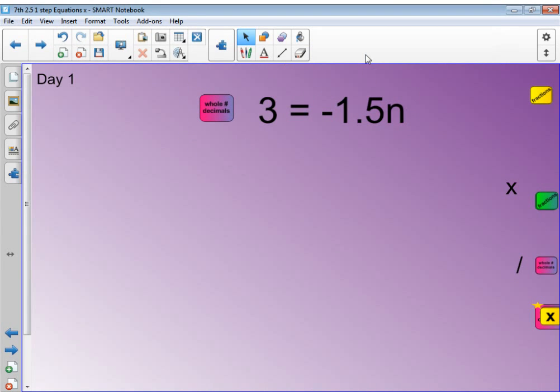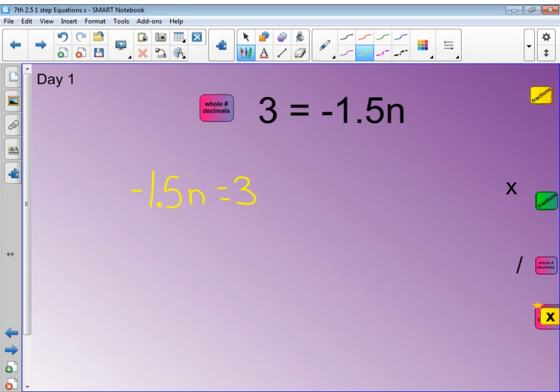Okay, so here I've got working with a decimal. If you're working with a decimal, then you could go ahead and use a calculator. I'm gonna go ahead and do this longhand. So I wanna get n by itself. If you don't like how it looks, you could rewrite it. It would look like this, negative 1.5 n equals 3. Okay, that's where you have to decide as a student what you prefer.